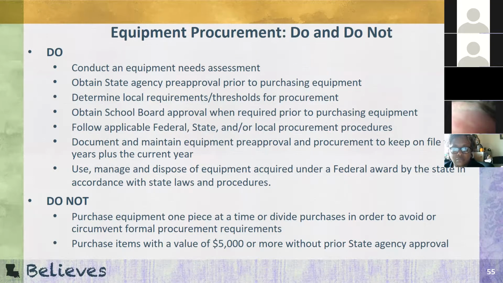Use, manage, and dispose of equipment acquired under a federal award by the state in accordance with all state laws and procedures. Do not purchase equipment one piece at a time or divide purchases in order to avoid or circumvent formal procurement requirements.